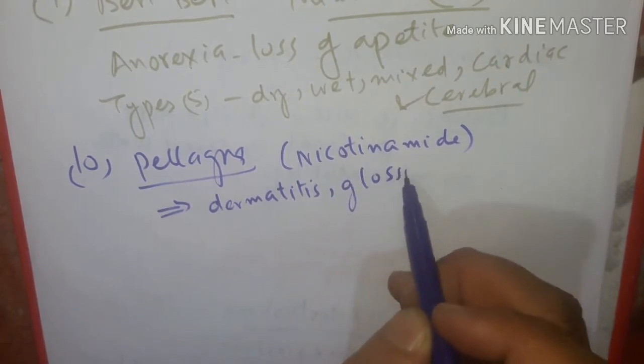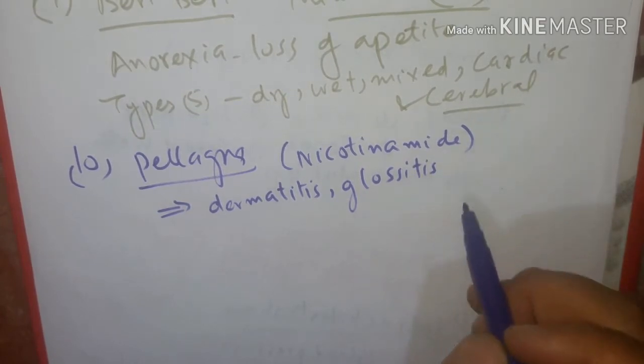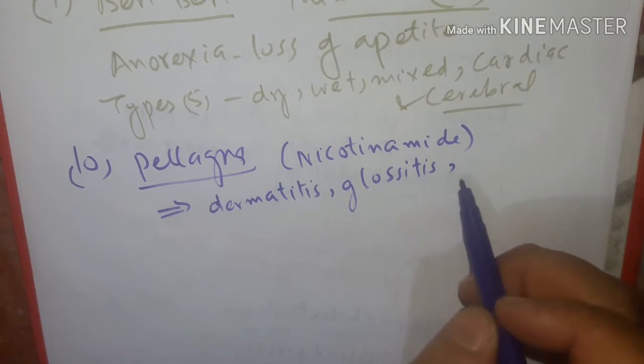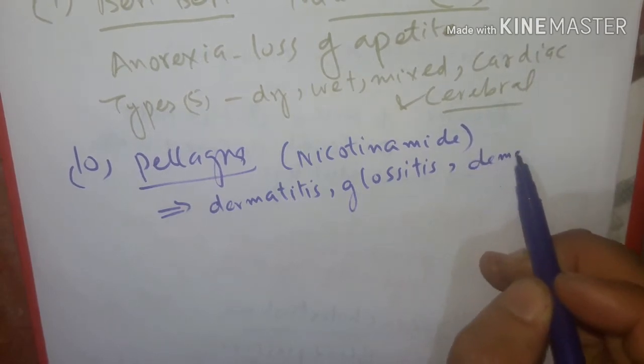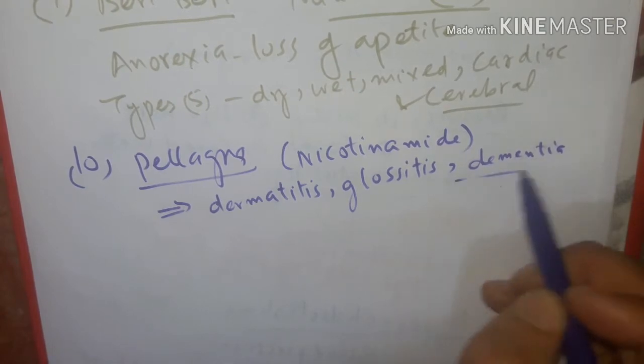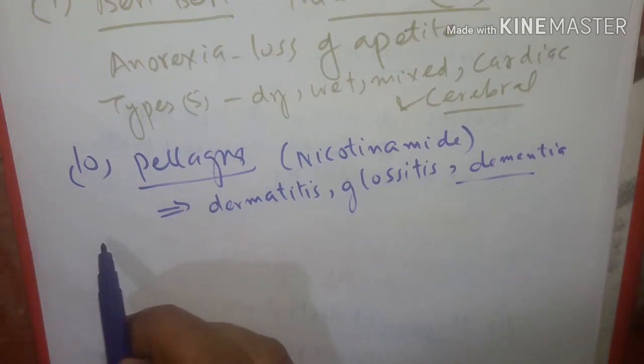There is glossitis, a swollen tongue, called canine black tongue disease here. We have swollen lips. We have peripheral neuritis also, irritation, diarrhea, and dementia. And this dementia is loss of memory.